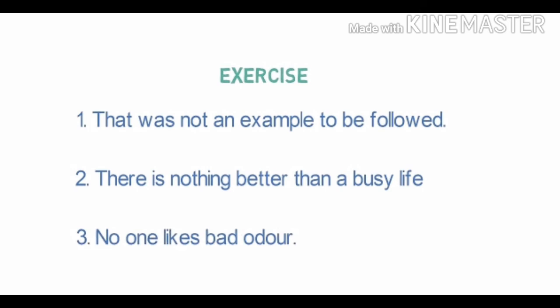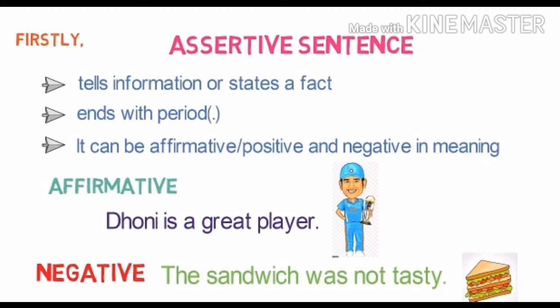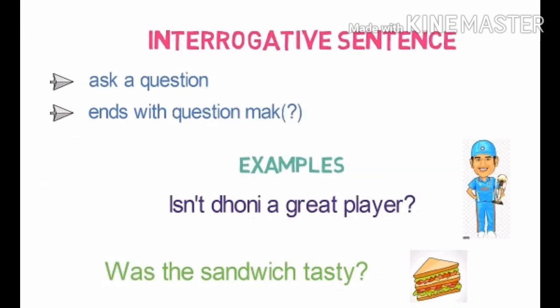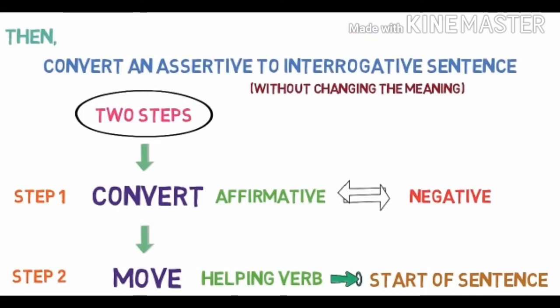Now let's quickly revise what we learned in this video. Firstly, we understood what an assertive sentence is. It tells information or states a fact. It ends with a period and it can be affirmative, positive or negative in meaning. For example, we saw Dhoni is a great player, and in negative, the sandwich was not tasty. Then we saw the interrogative sentence. An interrogative sentence asks a question and ends with a question mark. Examples we also saw: isn't Dhoni a great player? And the second one, was the sandwich tasty? These are the examples of interrogative sentences.